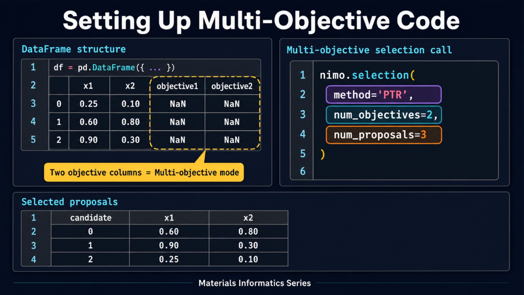Setting up multi-objective optimization in NIMO is straightforward. In your candidates data frame, simply add multiple objective columns: Objective 1 for your first property, Objective 2 for your second property, and so on. Initialize these with None values. When calling NIMO selection, set method to PTR for Pareto-based Thompson ranking, and critically, set num_objectives to 2 or more. The num_proposals parameter works the same as in single objective optimization. NIMO automatically detects the objective columns and optimizes for the Pareto front. The output will be candidates that explore different regions of the trade-off space.